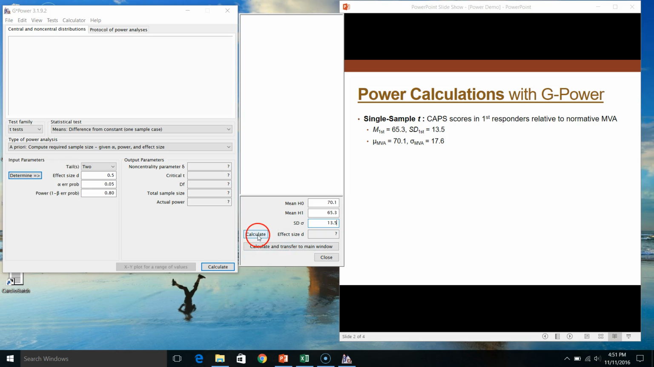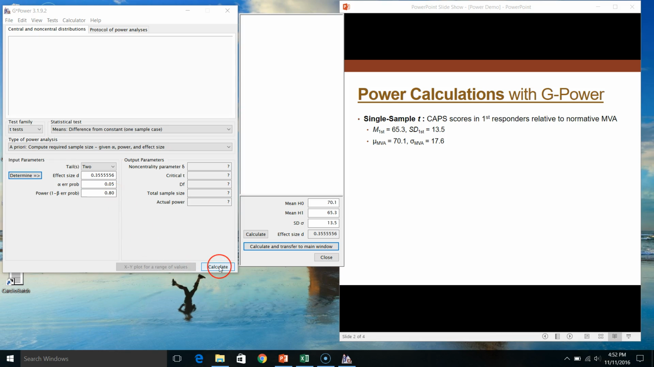Okay, so we've got our information in there. Then all we're going to do is hit calculate, and it calculates an effect size of 0.356. We can hit calculate and transfer to main window, push that over, and it pops up the effect size that we've calculated in GPower right here. Now we've got everything we need. We're looking at a single sample test, a priori power, a two-tailed test, an effect size, a small effect of 0.356, an alpha of 0.05 and our power of 0.80.